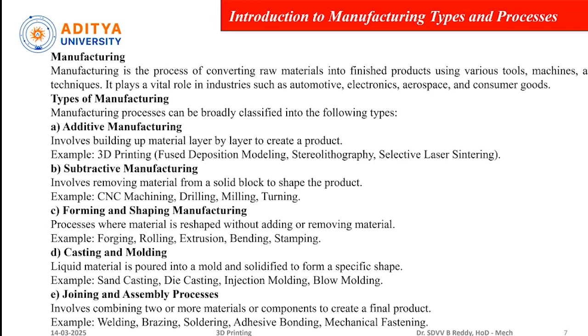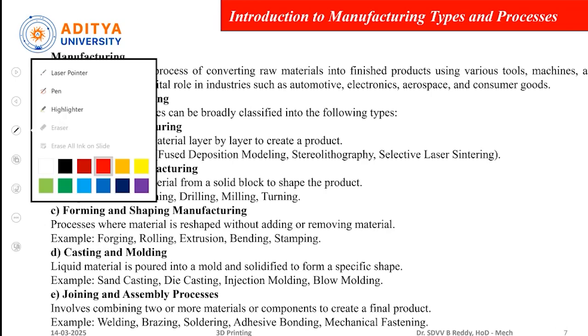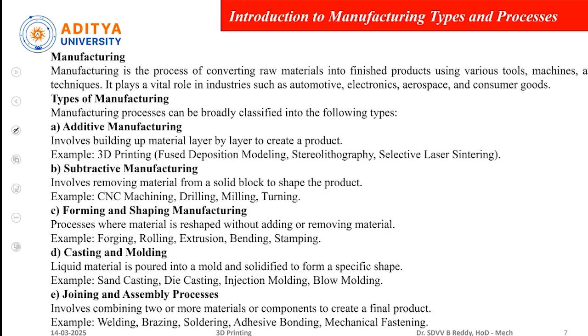In CNC machining, whatever the product will be, some solid blocks are available. In those solid blocks, we have to remove the material, whatever the shape or design is required for us, and accordingly we follow it. For suppose, I want to explain subtractive manufacturing. In this subtractive manufacturing, I want to design a product.